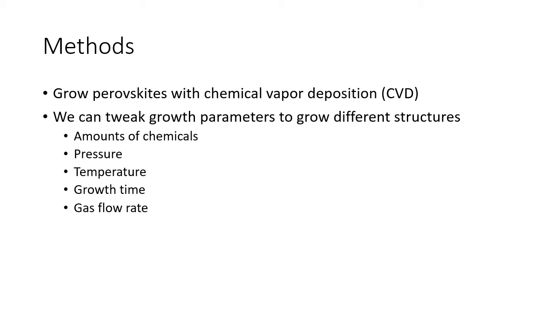In order to grow our perovskites, we use chemical vapor deposition. We can tweak the different growth parameters in order to grow different structures. These parameters include the amount of chemicals used, the pressure, the temperature, the length of time we allow our samples to grow for, and the gas flow rate.